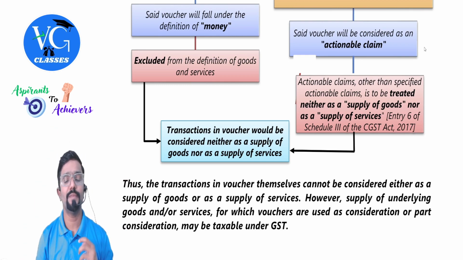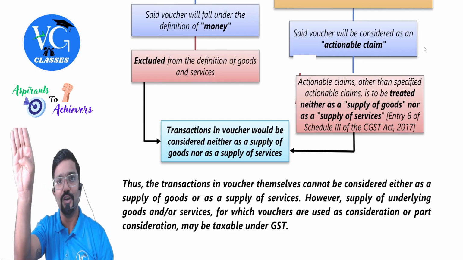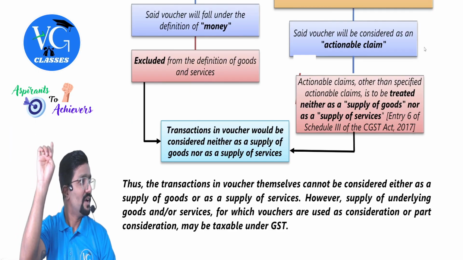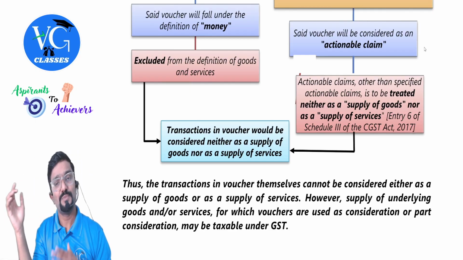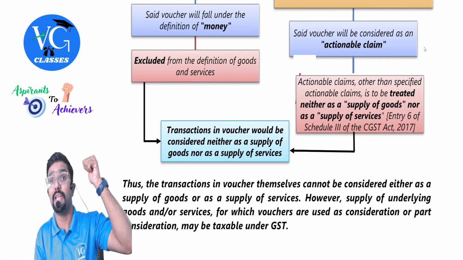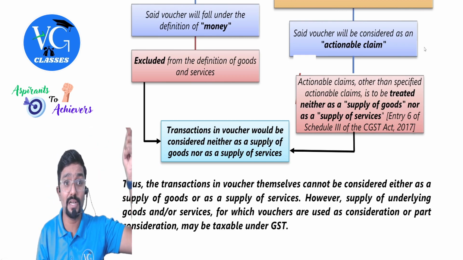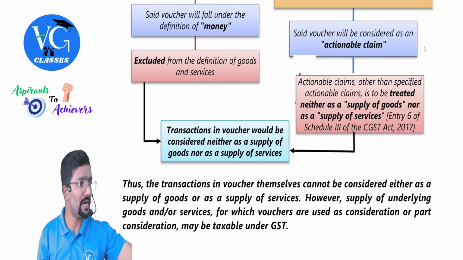Okay, so it is an actionable claim. Actionable claims other than specified actionable claims are to be treated neither as supply of goods nor supply of services. Correct? For me, when I went and used this voucher, is it a supply for me? No. Why? Actionable claim is covered in Schedule 3, except specified actionable claim. Specified actionable claim is liable for GST. Yes. What are those? OMG, online money gaming, casino, betting, all those things. Even though they are actionable claims, they are still covered under GST. Whereas other actionable claims are not covered.